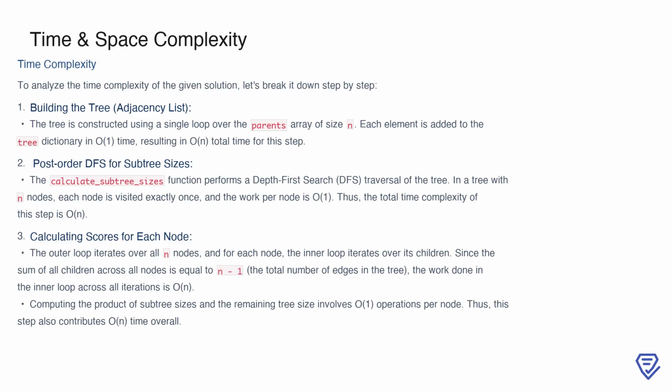Next, we perform a postorder depth-first search, or DFS, to calculate subtree sizes. In this traversal, each of the n nodes is visited exactly once, and the work done per node is constant, giving us another O(n) time complexity.